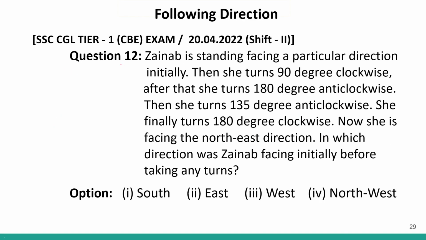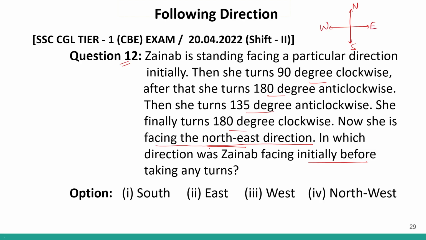So now let us look at question number 12. Zainab is standing facing a particular direction initially. Then she turns 90 degree clockwise, 180 degree anti-clockwise, 135 degree anti-clockwise and 180 degree clockwise to reach the final direction, which is northeast. Right? And we have to find the initial direction. So whenever you get a question like this, start from the final direction because it makes the answer easier to get. So let me draw the chart.